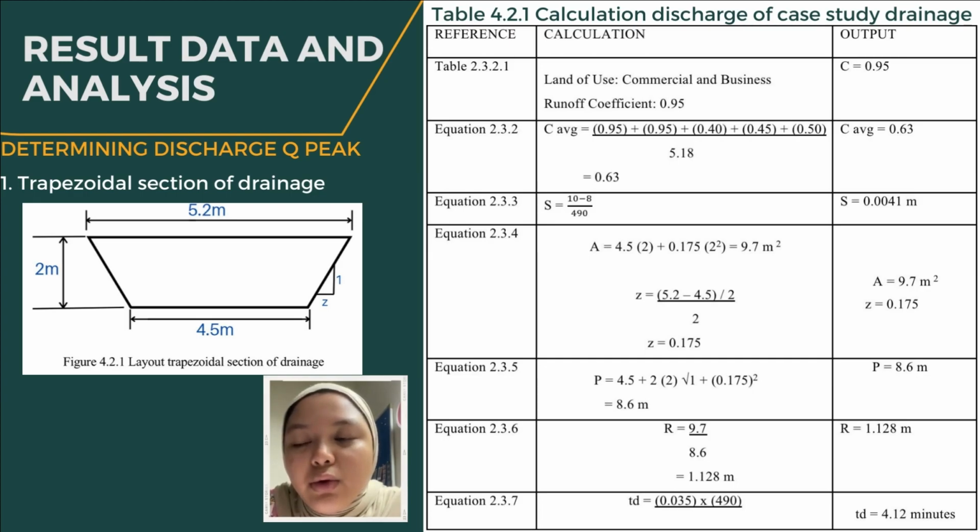And for equation 2.3.10, we got the Q capacity, which is 90.22 meter square per second. And for table 2.3.10.1, we got the Manning's n as 0.035. And for the last equation, when we compare Q rational and Q capacity, we got the answer of 12.51 meter square per second.